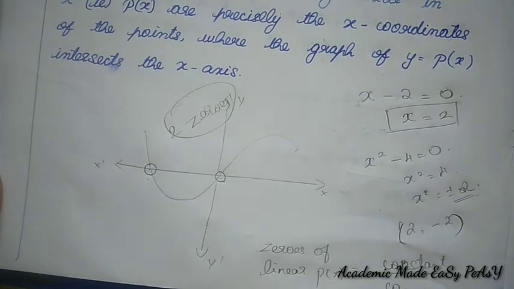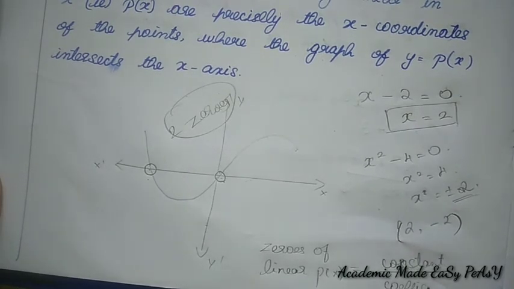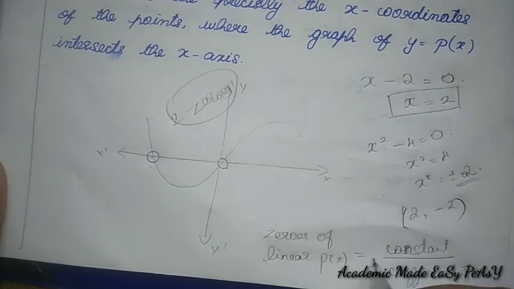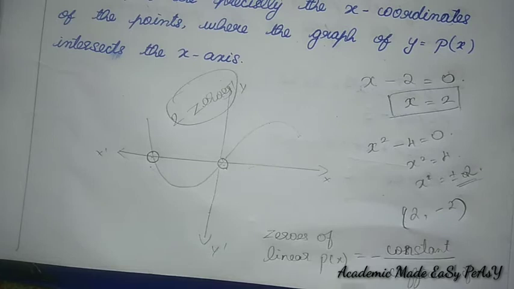Okay. So the zero of a linear polynomial will be negative constant term divided by coefficient of x, that is, minus constant divided by coefficient of x.